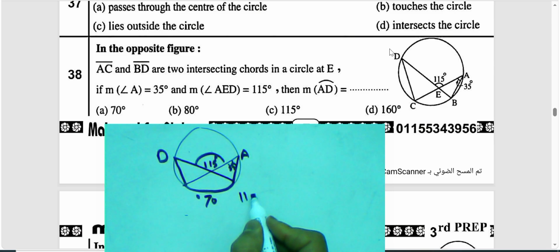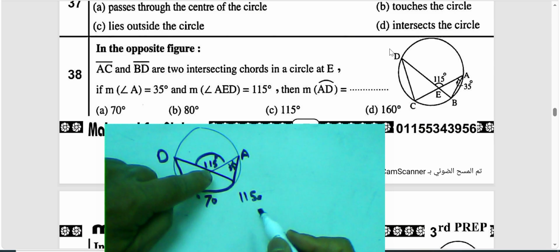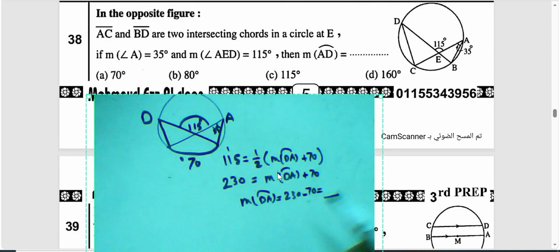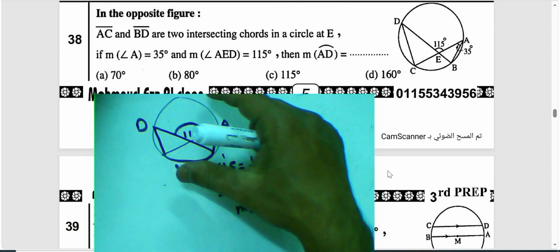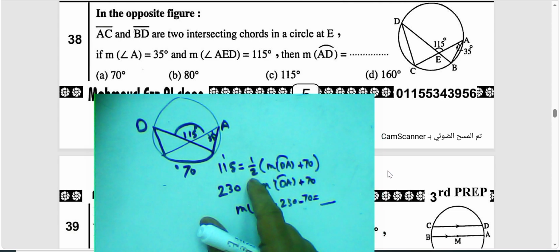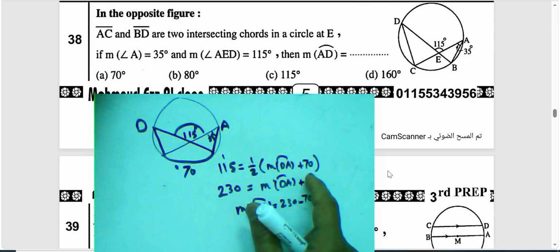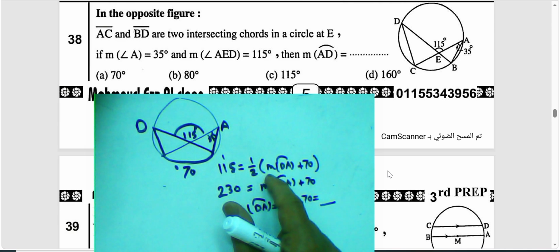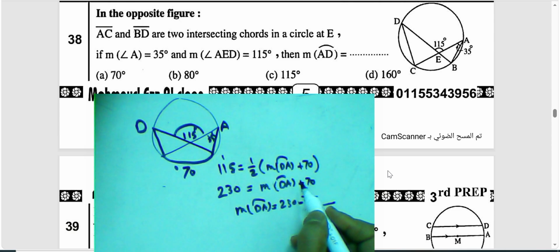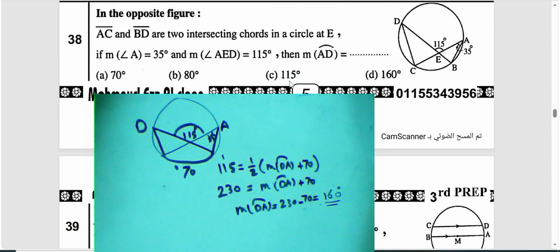You can now find the measure of arc AD by an easy method. How? We know 115, the measure of the angle, is half of the sum of the two opposite arcs, this arc and this arc. Half times the measure of arc DA plus 70, then 2 times 115 is 230, then the measure of arc DA plus 70 equals 230. You can move to find the difference. Write 0, and 13 minus 7 equals 6, and write 1. The result will be 160. Choose letter D. Okay, good.